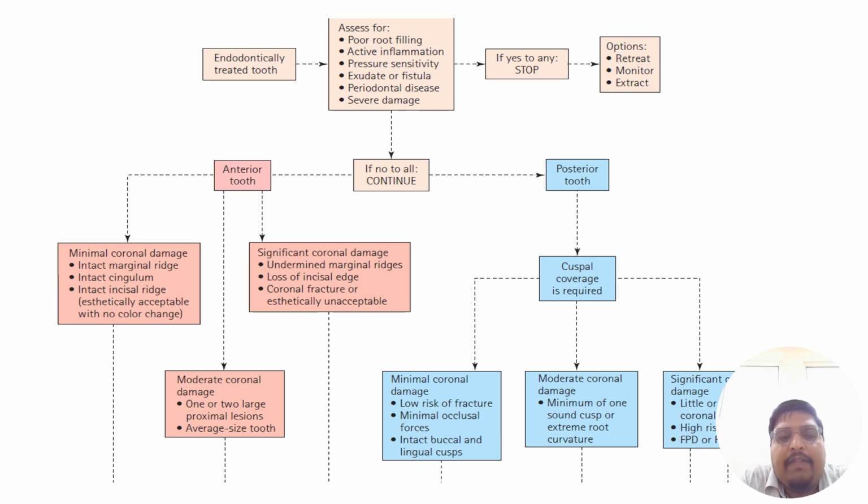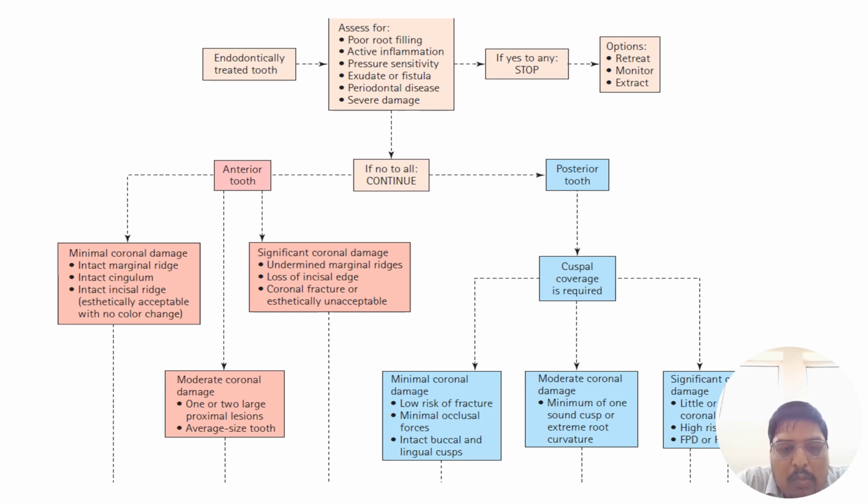For anterior teeth, we have separate post-endodontic restoration. For posterior teeth, we have separate endodontic restorations. For anterior teeth, if marginal coronal damage is there, with intact marginal ridge, intact cingulum, intact incisal ridges, and other intact features. Significant coronal damage means undetermined marginal ridges, loss of the incisal ridges, coronal fracture, or aesthetically unacceptable. We have to go for post-endo restoration.